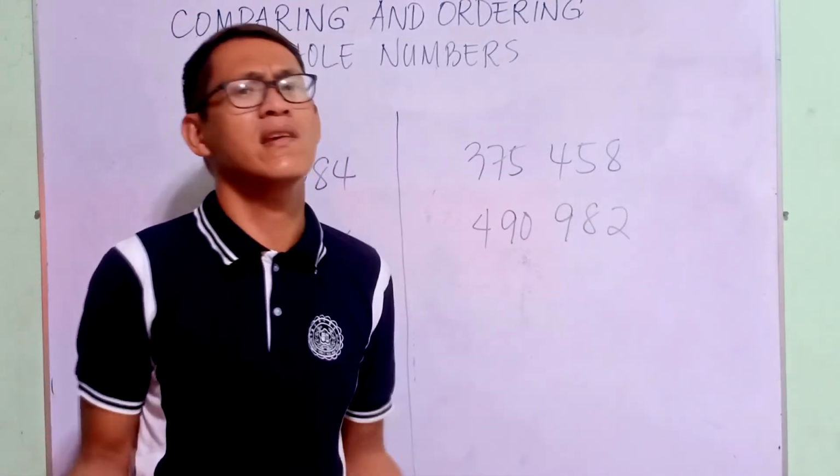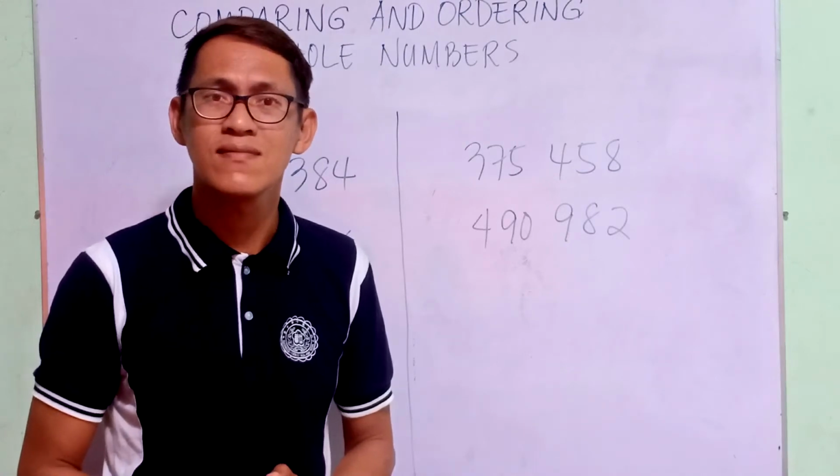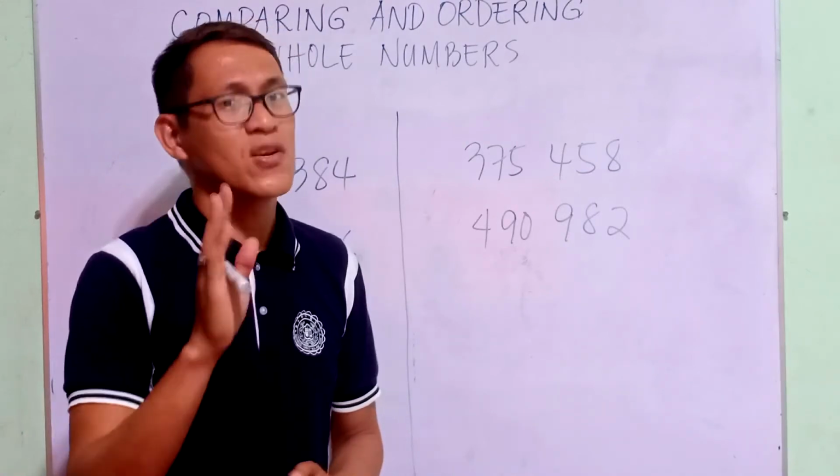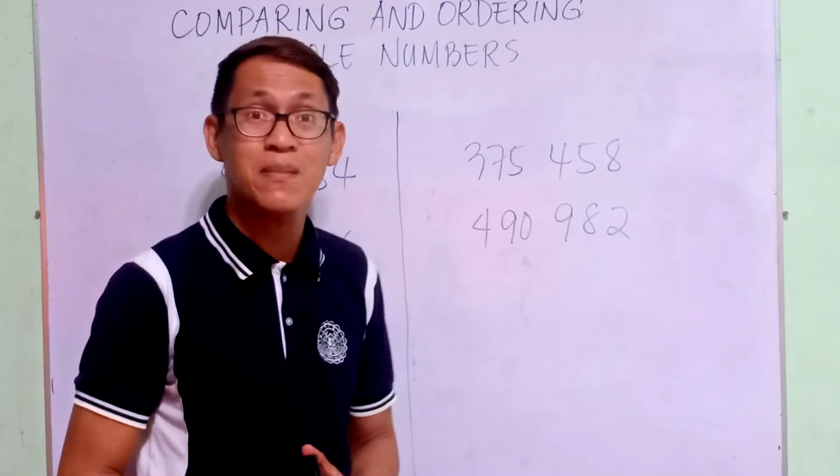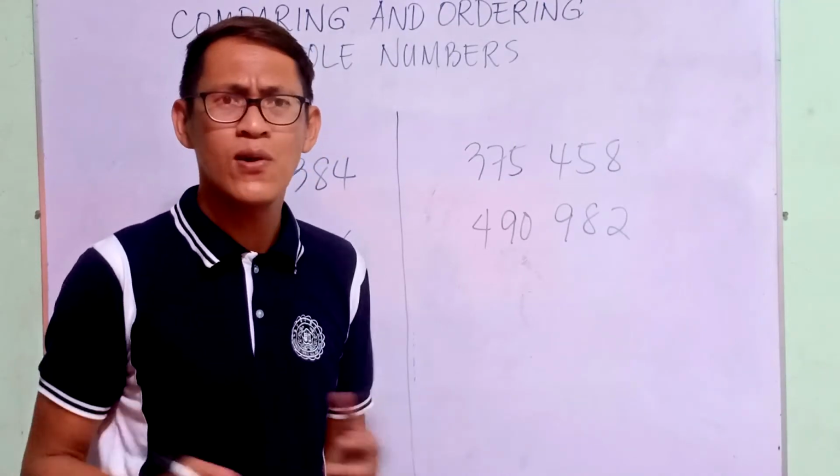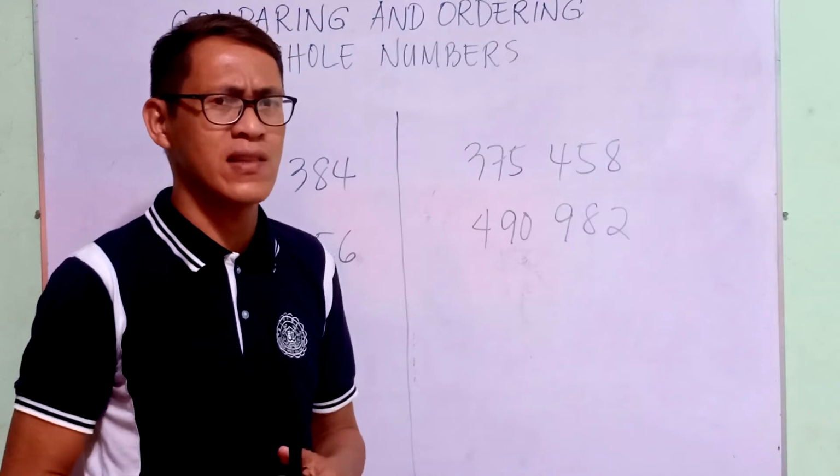So how will you compare if they have the same number of digits? Yes, compare the digits in the highest place value. So how will you know where's the highest place value there?